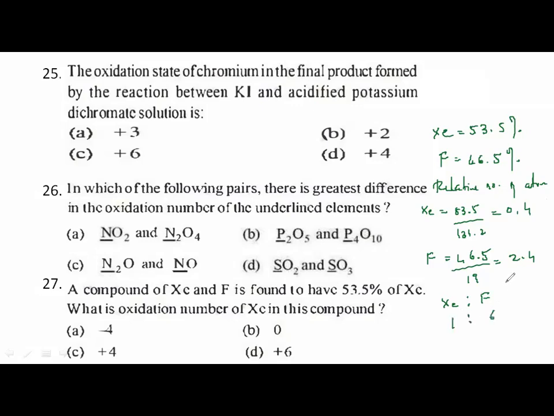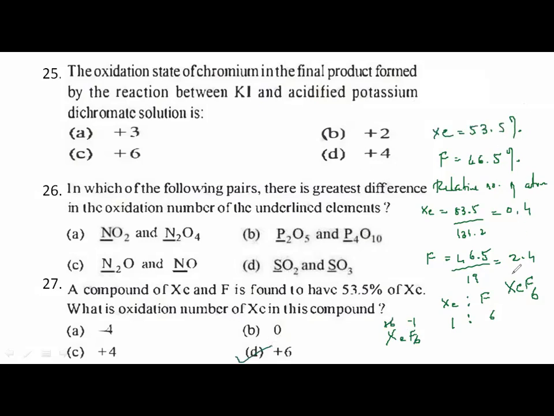So what will be the molecular formula? It will be XeF6. Till where you get a whole number, you have to multiply by 1, by 2, by 3, by 4, by 5, by 6. So XeF6 is the molecular formula. Fluorine is always minus 1, so minus 6. So xenon will have what? Plus 6 oxidation state. This is how we have to solve the question.